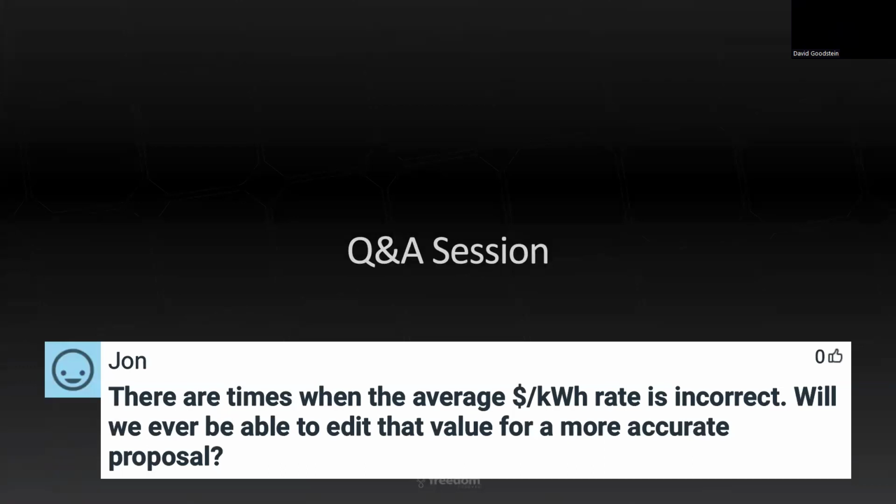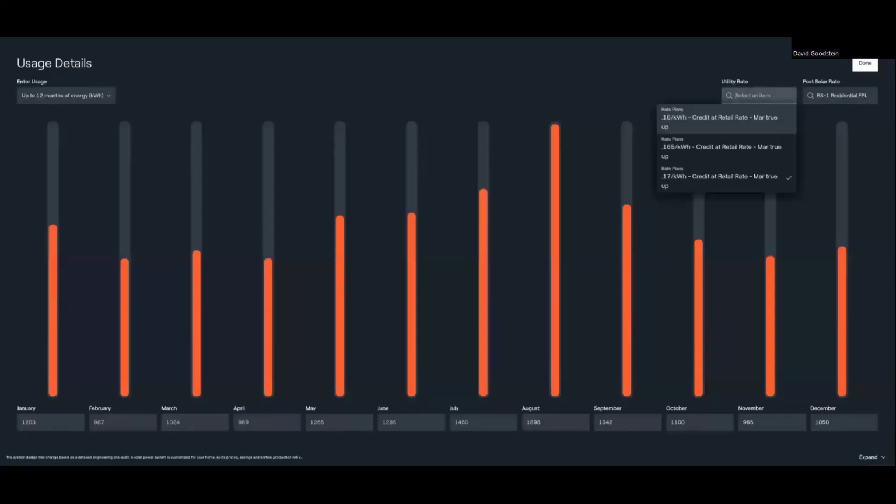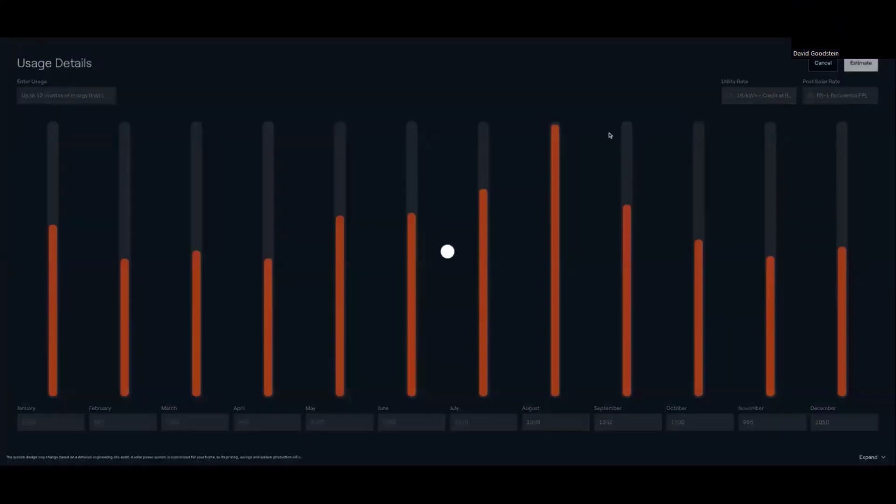So here we go. We're going to jump into a proposal, and I'll do a new screen share. All right, so when I jump over to, again, the look of this will change very soon, if I go to the usage details, and we have a utility rate. Okay, let me jump back over. So on the usage details screen, I'm changing my utility rate plan from the FPL plan to 0.16 for that custom rate plan, and I'll choose estimate.